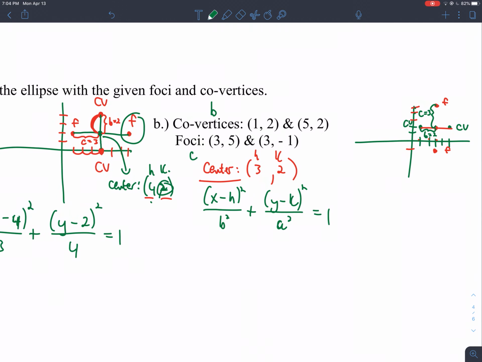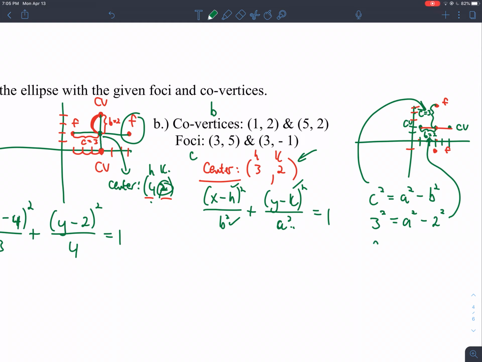What do I have? I have B, so I can plug this in. I have my center, so I have H and K from here, so I can plug that in. I need A. Okay, and how do I get A? Again, same thing. I use this formula, the formula that relates A and B and C. Since I know B and C, I can just find A. Okay, so C we said is 3 from our little picture up here. C is 3, so 3 squared equals A squared minus B squared, and we said from our little picture up here, B is 2. So I just get 9 equals A squared minus 4.